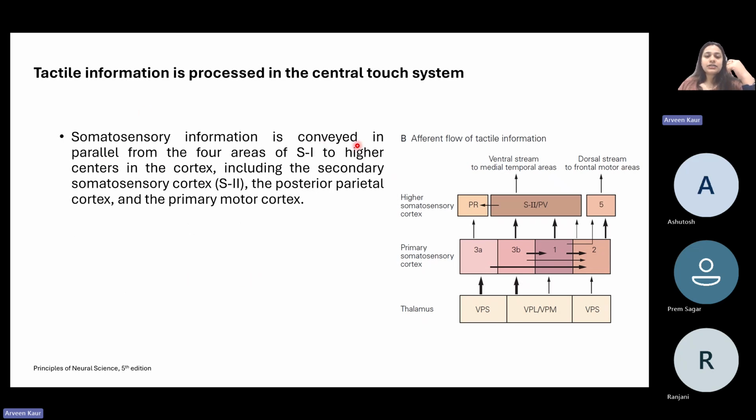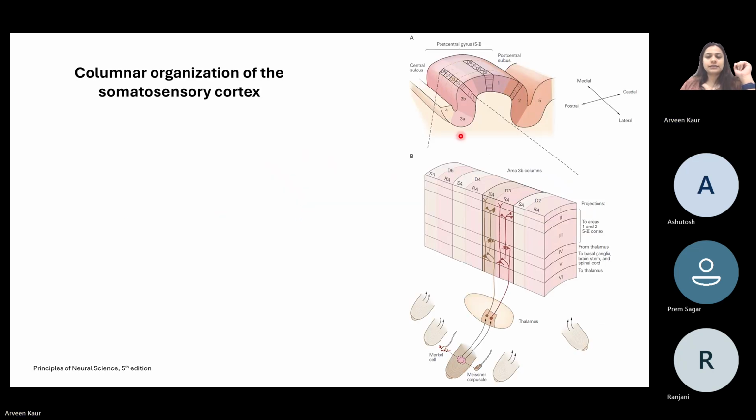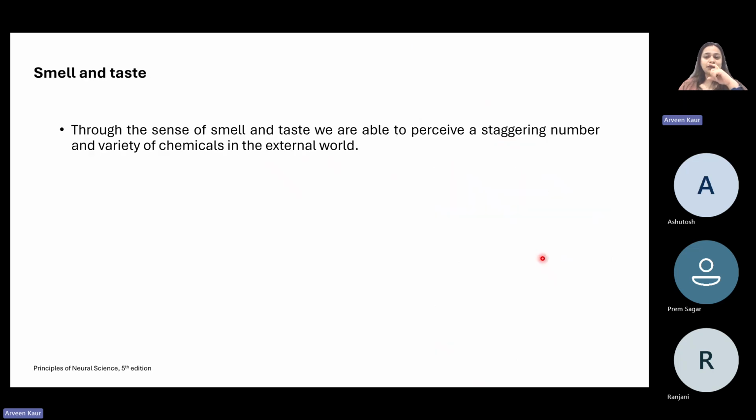So, somatosensory information is conveyed in parallel from four areas of somatosensory cortex to higher centers in the cortex, including secondary somatosensory cortex, the posterior parietal cortex, and primary motor cortex. This is a columnar organization of the somatosensory cortex. We have studied this columnization of these senses also, right?